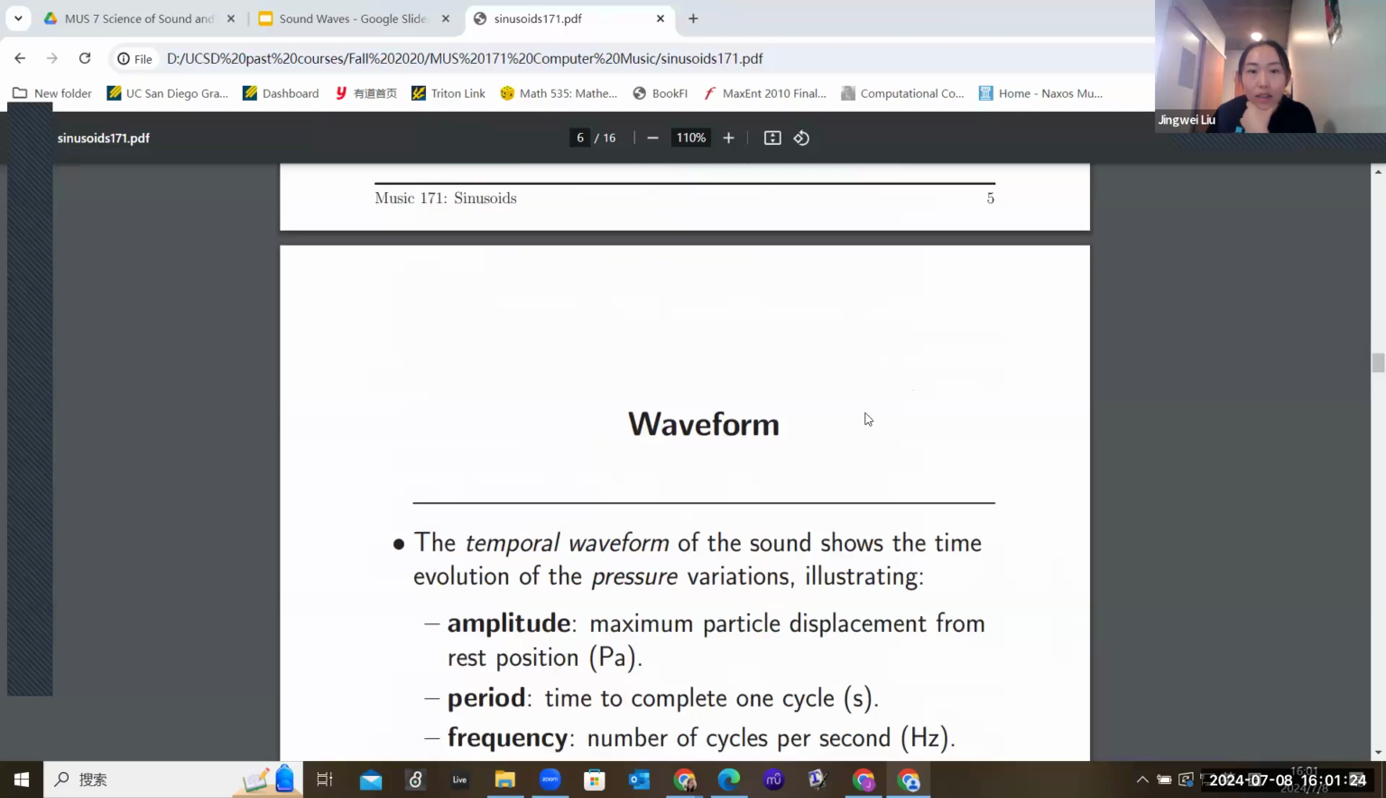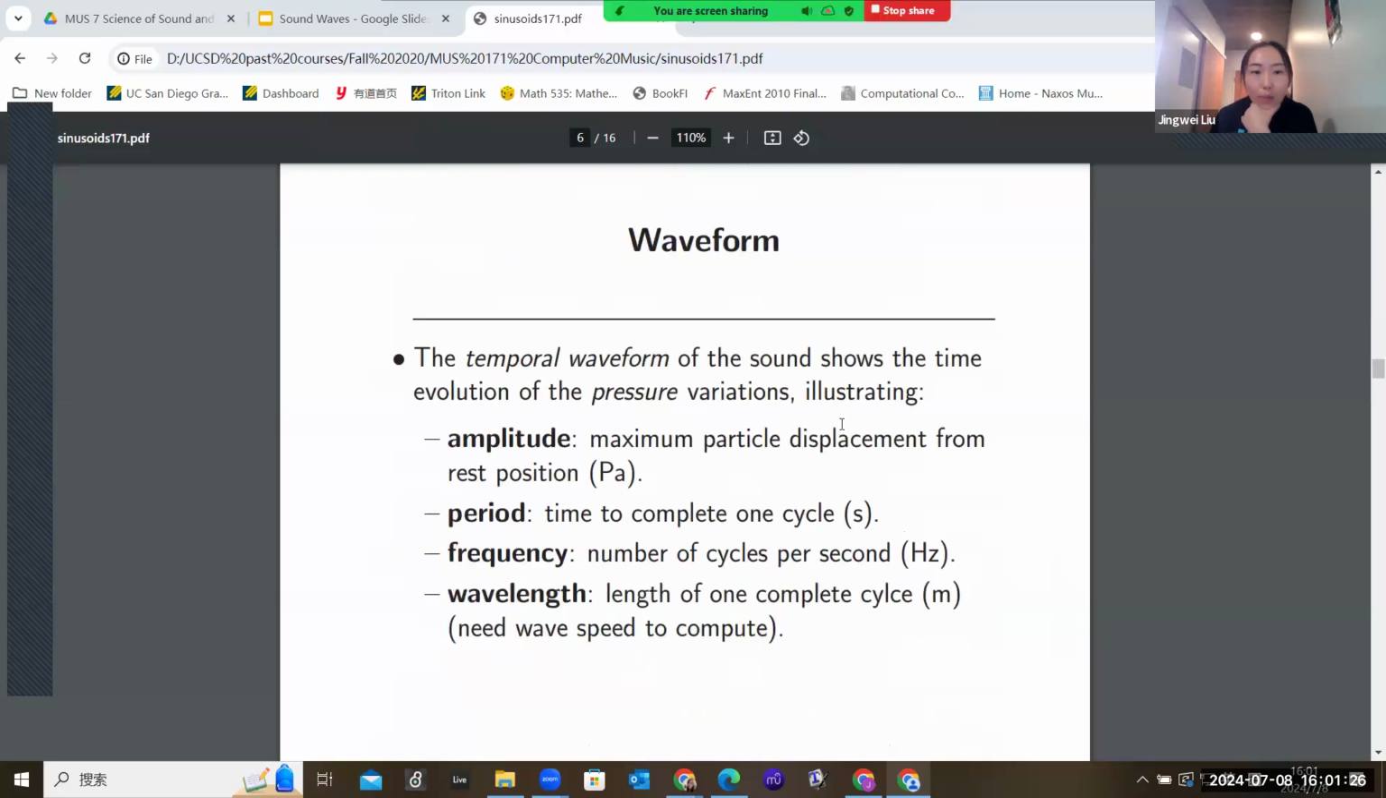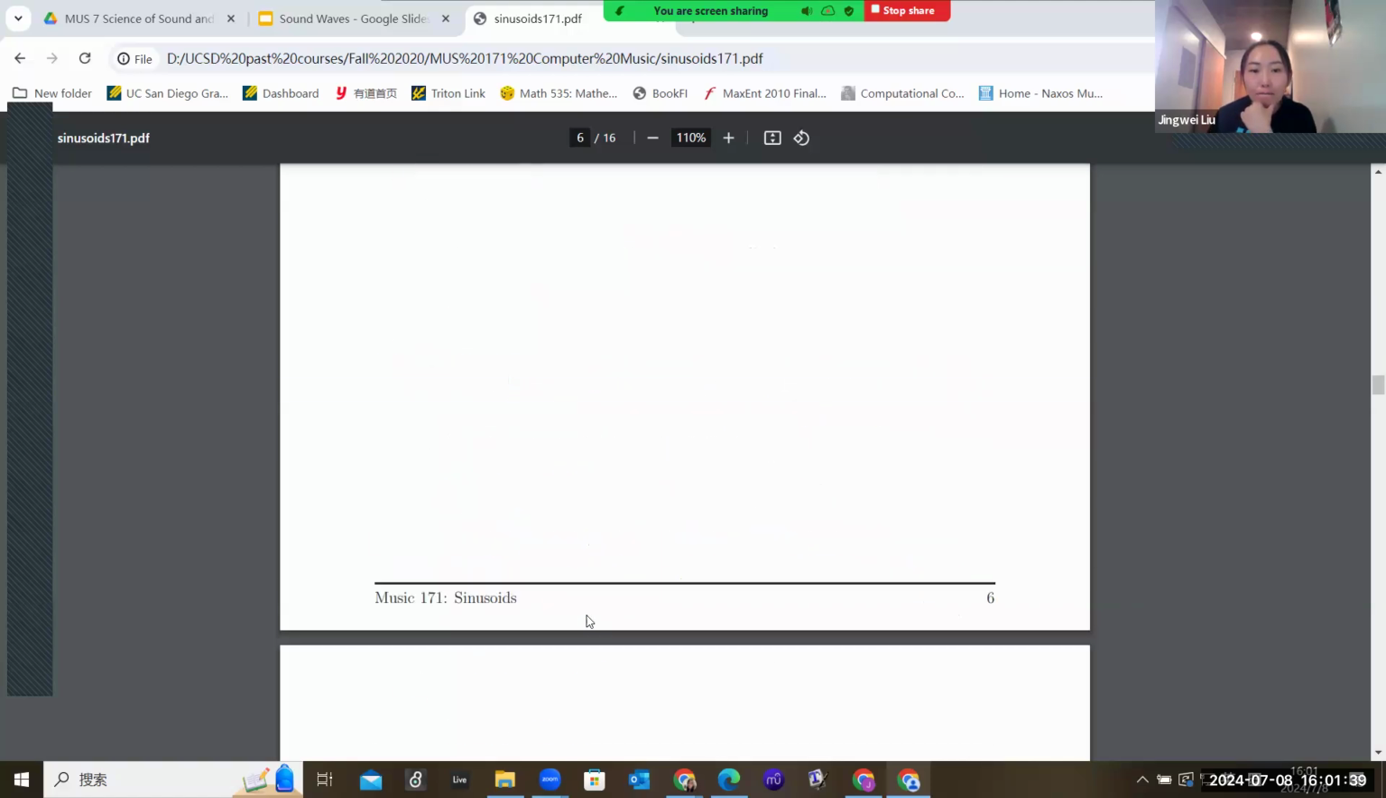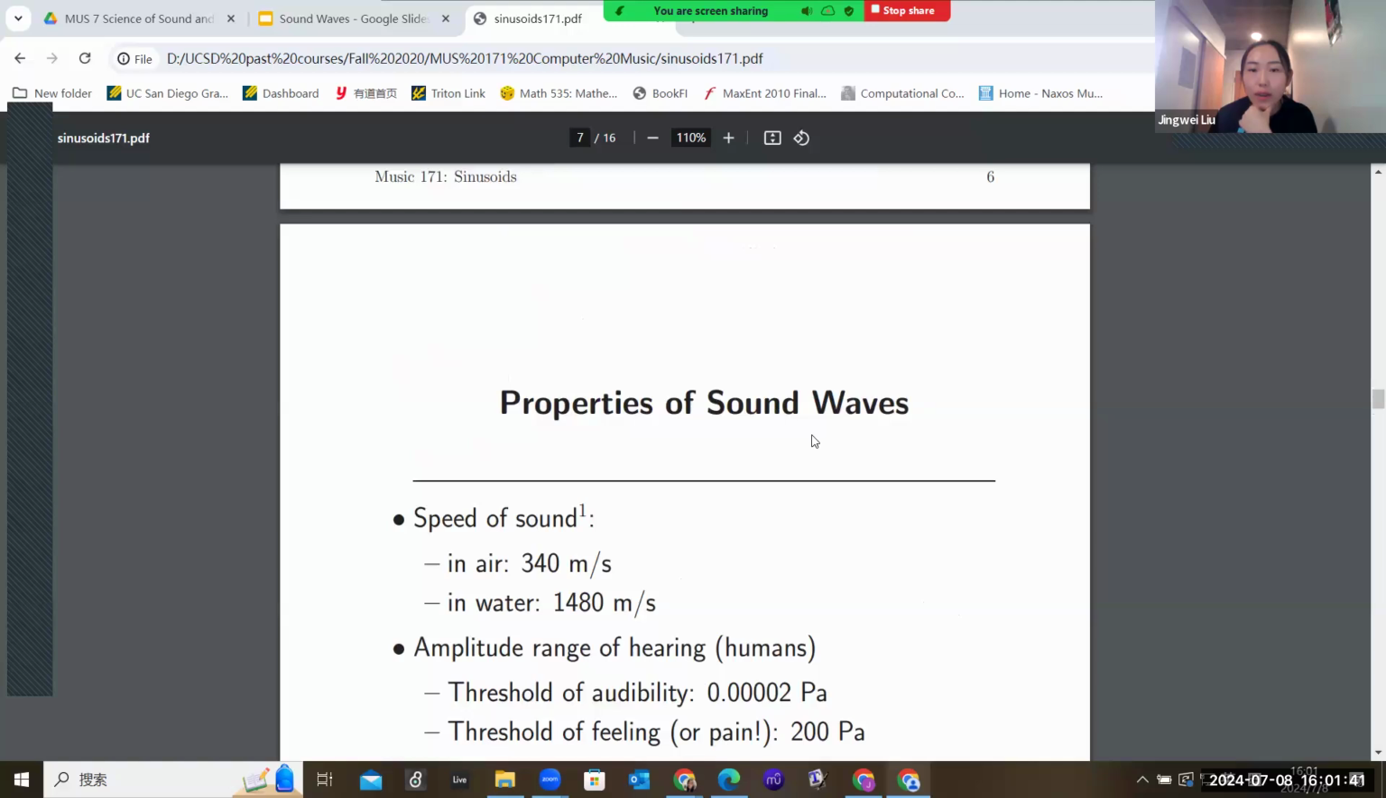Okay. So for waveform, the temporal waveform of the sound shows the time evolution of the pressure variations, illustrating the amplitude, period, frequency, and wavelength. So what are those terms? Here it gives the properties of sound waves.